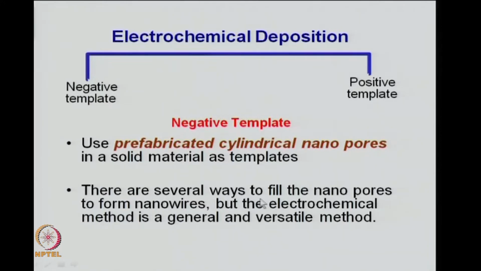Now, there are various ways to fill these nanopores in these templates, but the electrochemical deposition technique is quite general and versatile, so that is what we will discuss here. You have a prefabricated nanoporous template which can be of a material like aluminum, which is commonly used, and then you fill these nanopores using electrochemical deposition. But you can use other methods also to fill the nanopores.